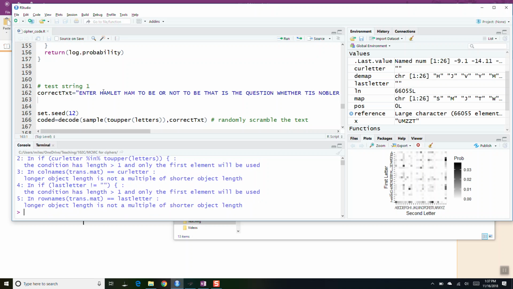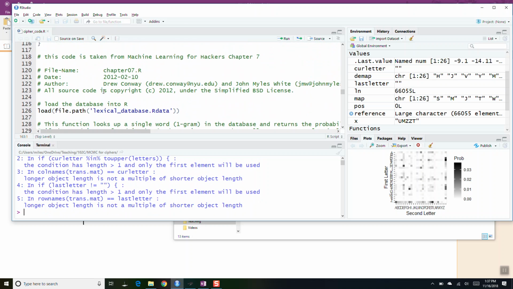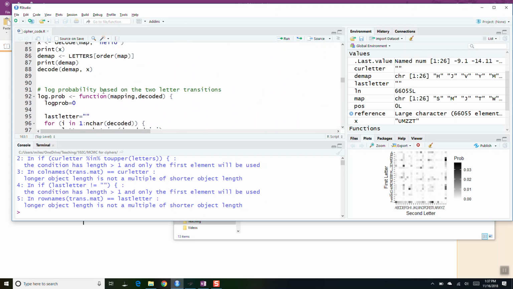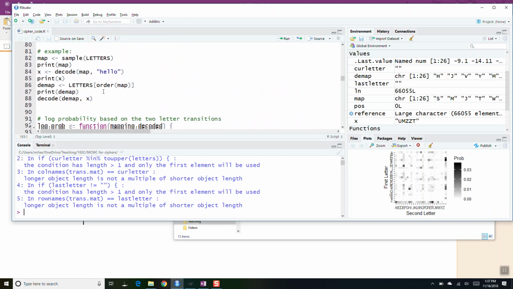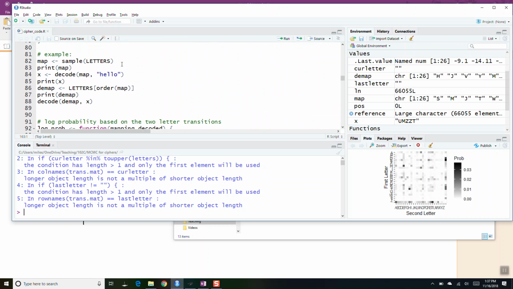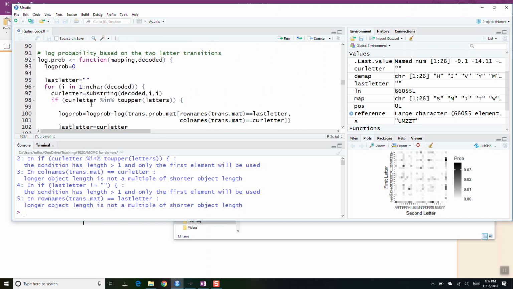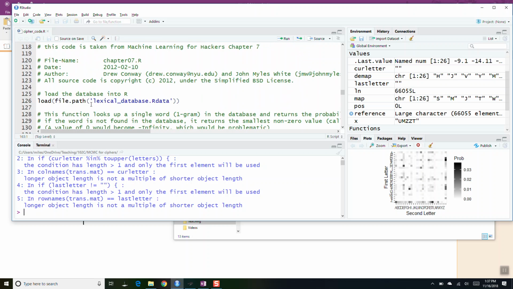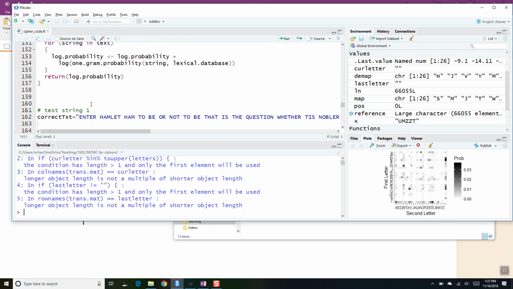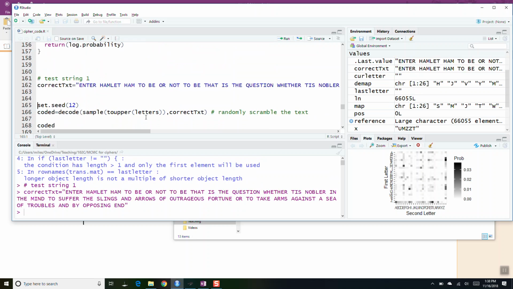All right. The other function, which requires me to have a mapping and a demapping, tells us basically the probability of some kind of translated text, based on the two-letter combinations. Okay, so here this is going to be our string that we're going to encode.